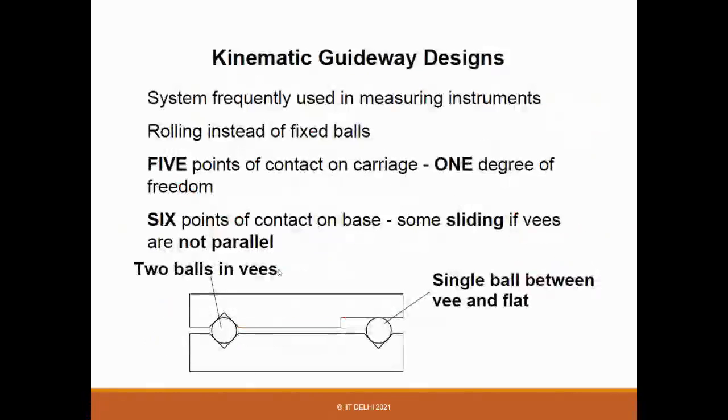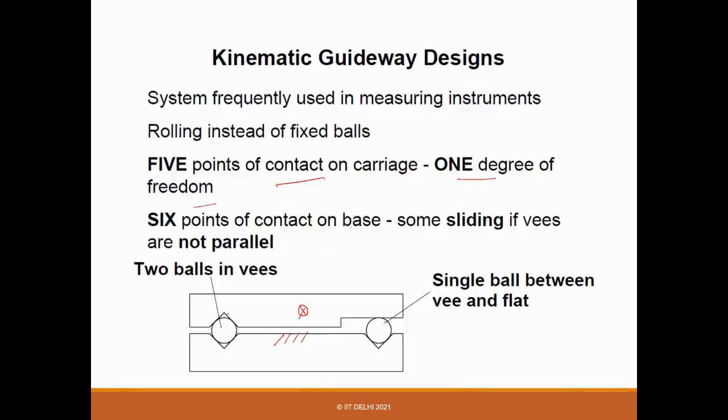There you can see a lot of designs based on this principle, and you can simply put 3 balls on a V. So the bottom will have 2 V, but the top has 1 V and 1 flat, and it will give you the constraint you want. You will have only one rotation, which is perpendicular to the plane. So 5 contacts on a carriage, 1 degree of freedom.